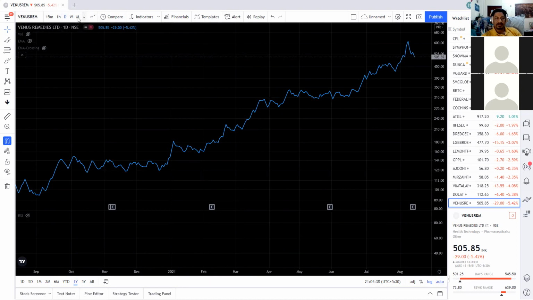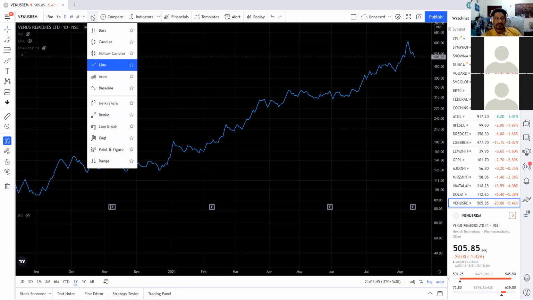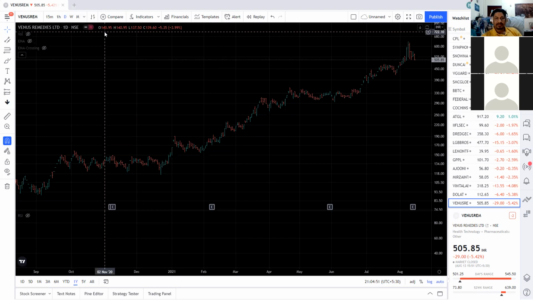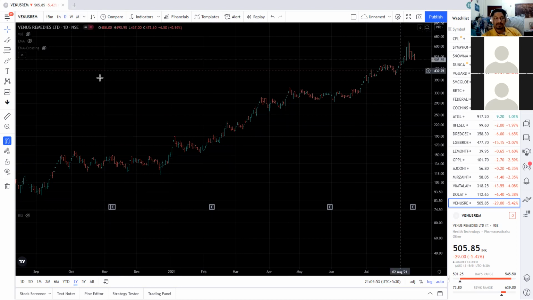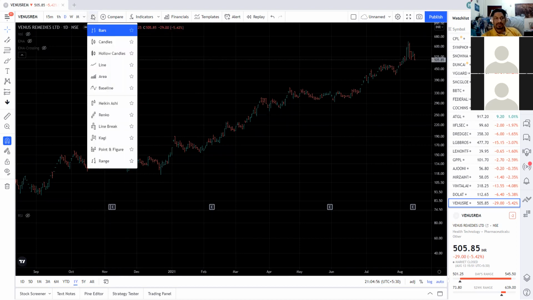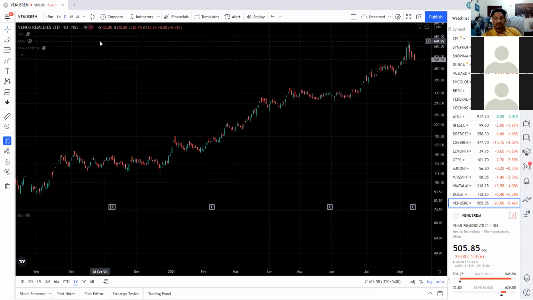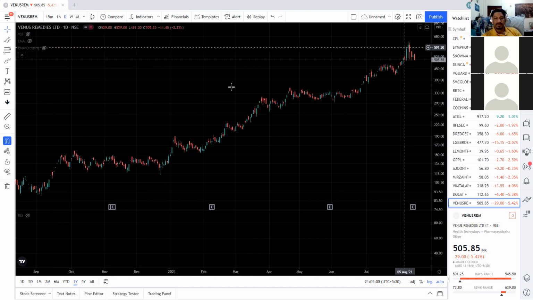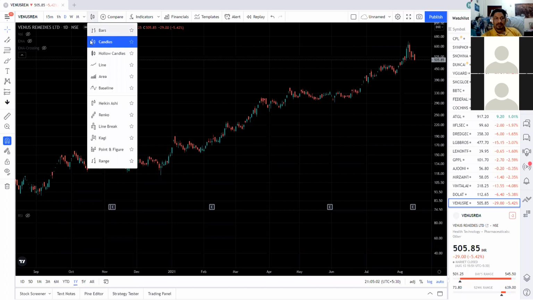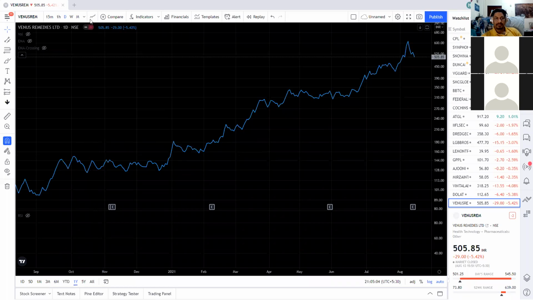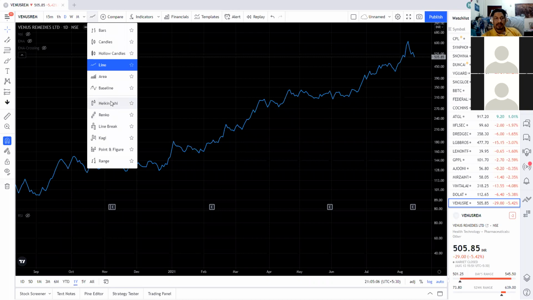Just right of this day time frame, there is a button, a line button. When I click here, I have various options to set the chart. Like when I set, say, bar, it will look like this. What is the bar and those things we will discuss. When I put the candle, the same chart will look like this. It can be a line diagram. It can be Heikin Ashi.